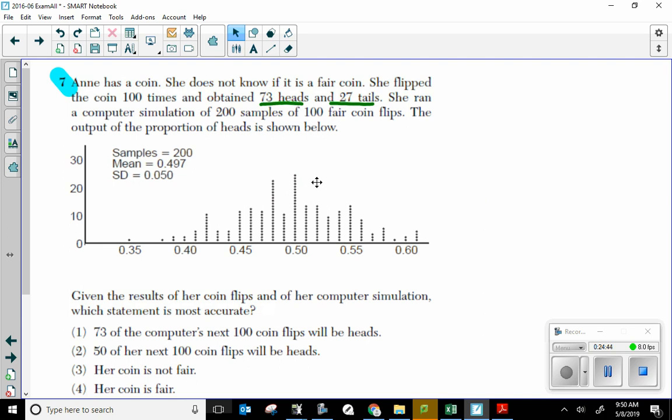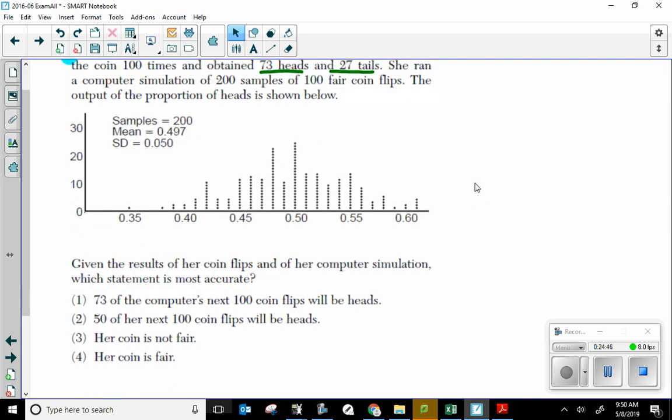The mean is 0.497. This is the average right about here, 0.497, which is about right because flipping a coin is 50-50. That's really close to 50%. The standard deviation is 0.05, so they rounded this to 0.05. If you add one standard deviation here, this is one standard deviation.